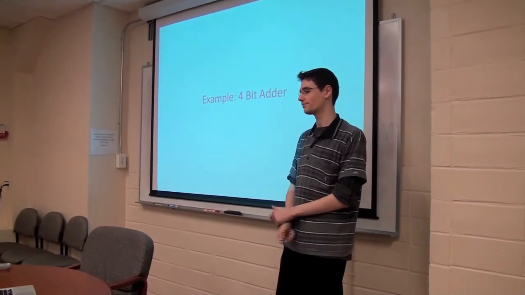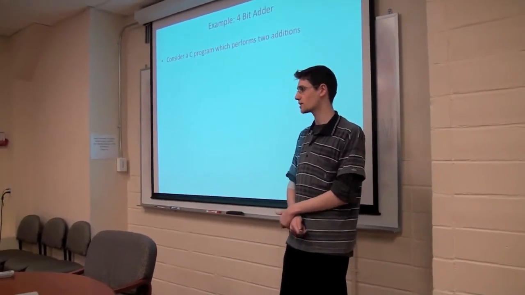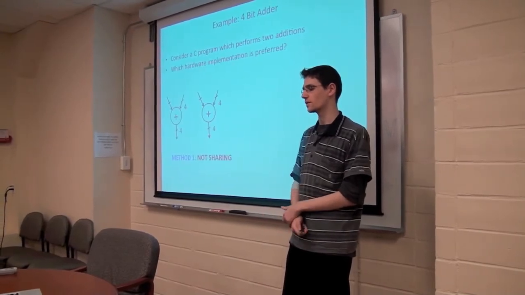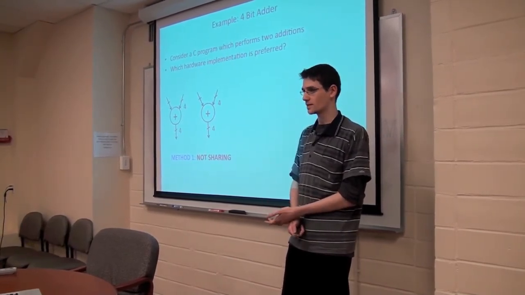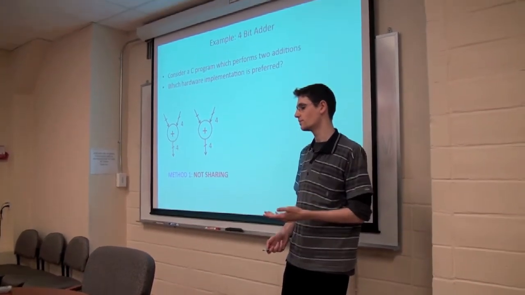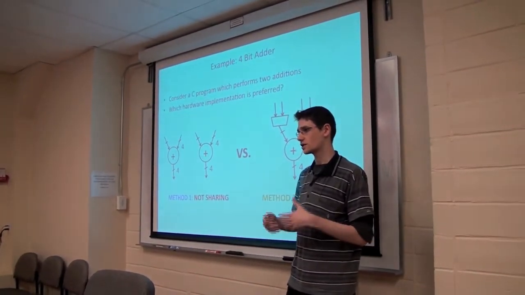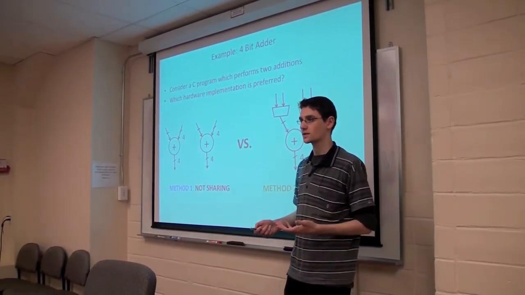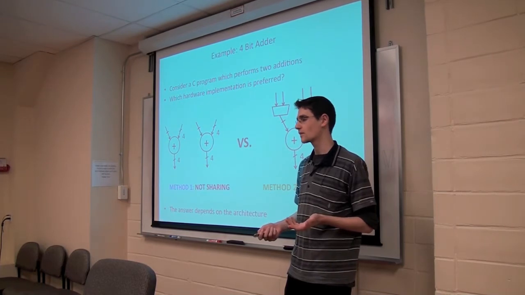Consider a 4-bit adder. So once again, consider a C program which performs addition twice now. We'll say each is a 4-bit addition for simplicity. But once again, there are two implementations in hardware. You can have separate hardware additions, like this. We'll call this method 1. Or you can have the same adder which is shared by adding multiplexing on the inputs. And in fact, which implementation is preferred depends on the architecture.